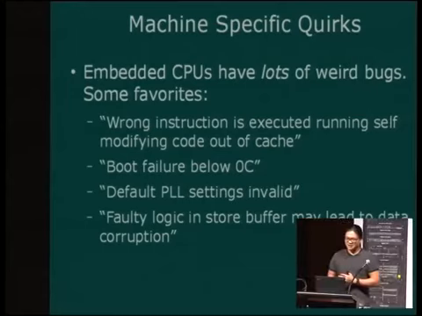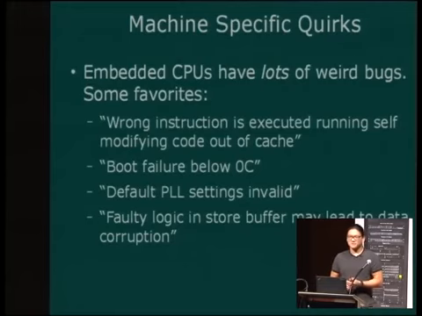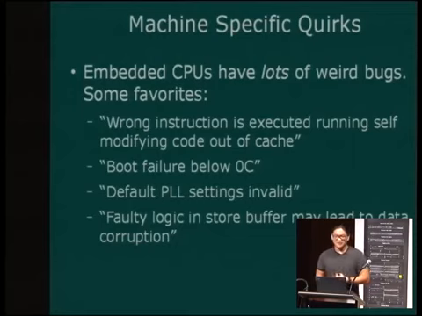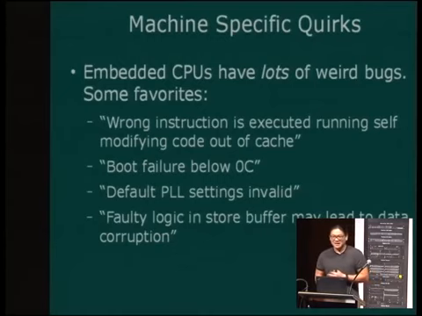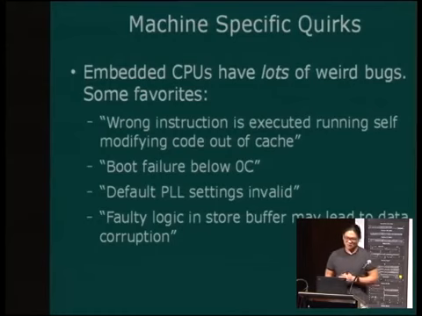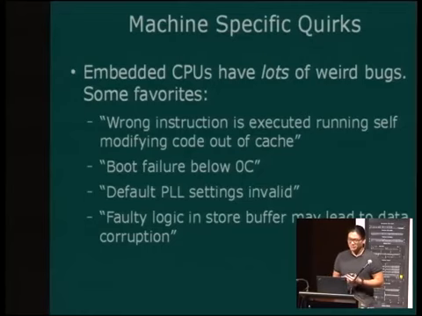Some of my favorites is, for example, wrong instruction is executed running self-modifying code out of cache. Great. Wrong instructions being executed is always a good thing. This means basically that JavaScript inside WebKit, which is doing some sort of dynamic recompilation, is making self-modifying code. It means occasionally your JavaScript code just crashes and dies and goes away. And this is actually a CPU hardware bug that we had to suss out and put a fix inside the machine to make sure the thing would run stably.